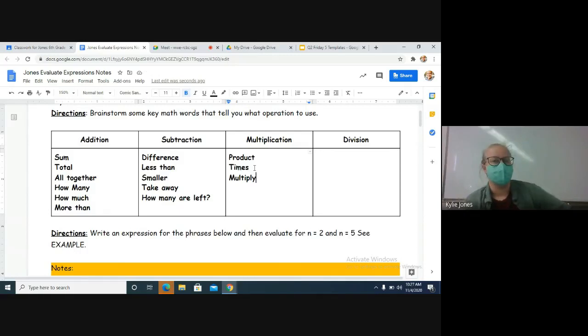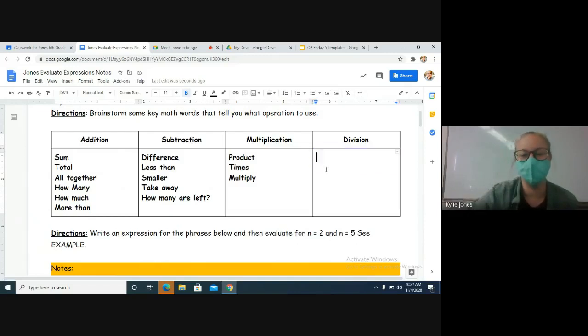What else might you see? Greater than? No. That's more if you're going to compare things, like this compared to this. Anything else? All right, it works for me.